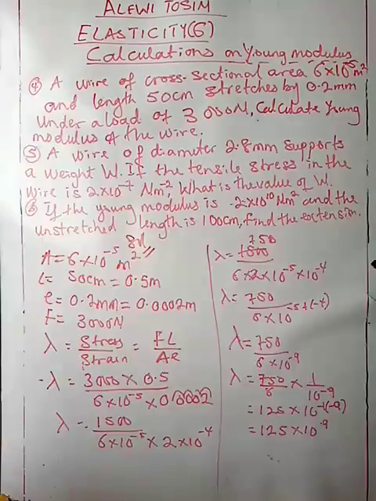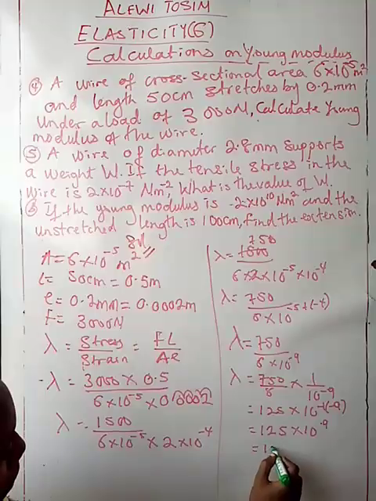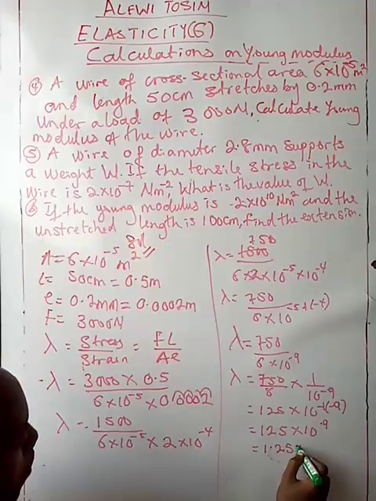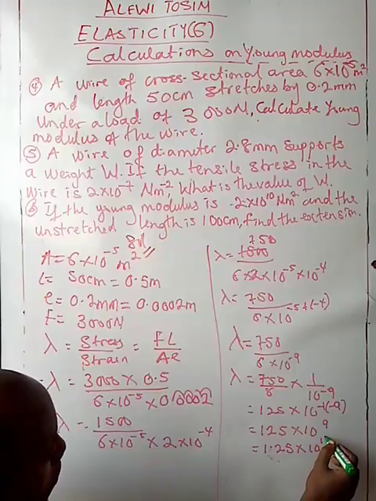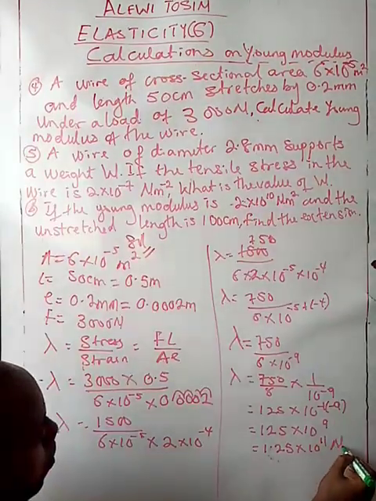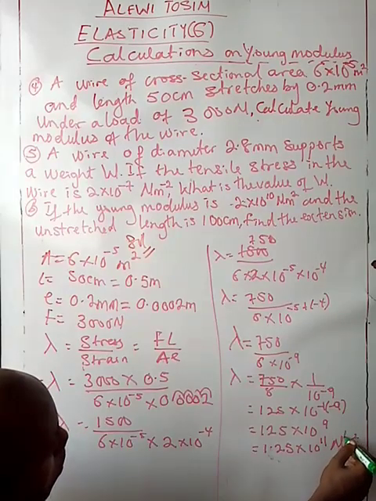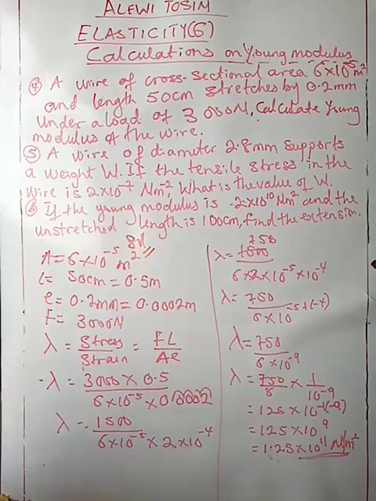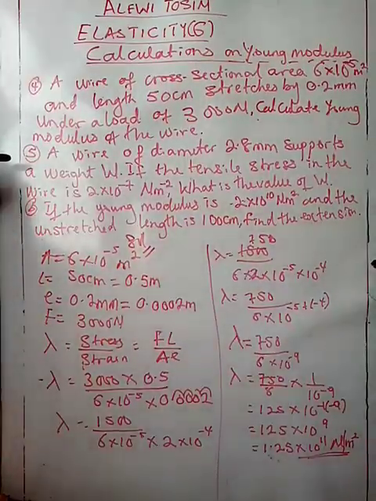Which can be written as 1.25 times 10 raised to power 11. The unit for modulus is Newton per meter square. Final answer: 1.25 times 10 raised to power 11 Newton per meter square. So that's the first question.